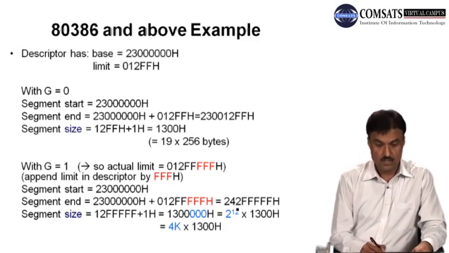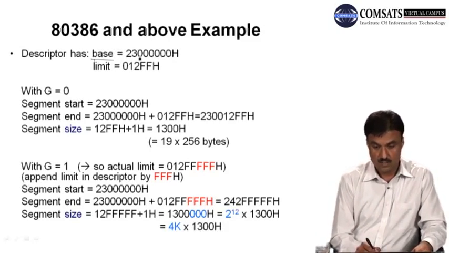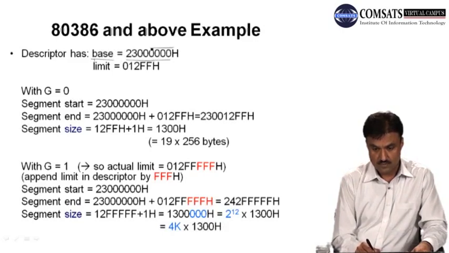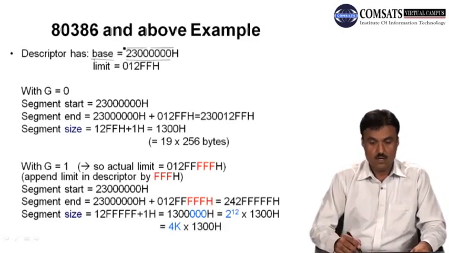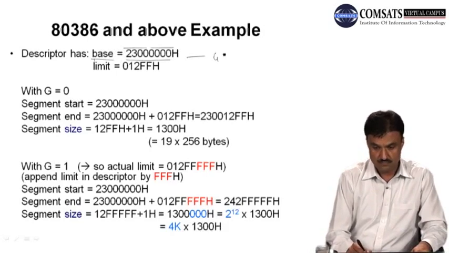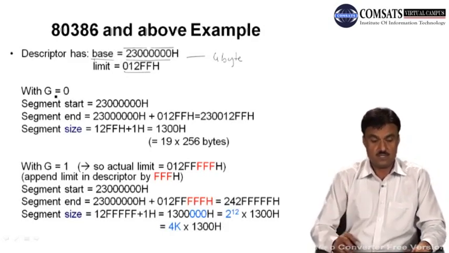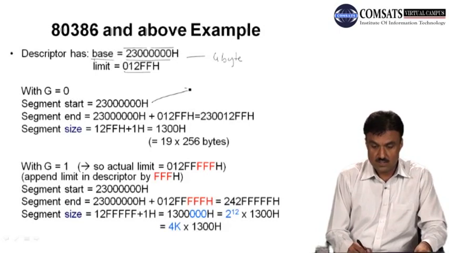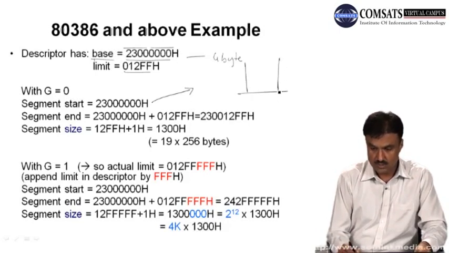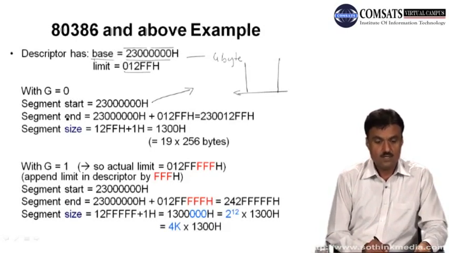Now, for example, the descriptor has a base. The base value is 2300000. This is the complete base value. How many bytes? This is a 4 byte base value, and the limit is 2.5 bytes. If we use this whole value for the base and limit, and the G bit is 0, then the segment will start here. This is the starting address of the segment.